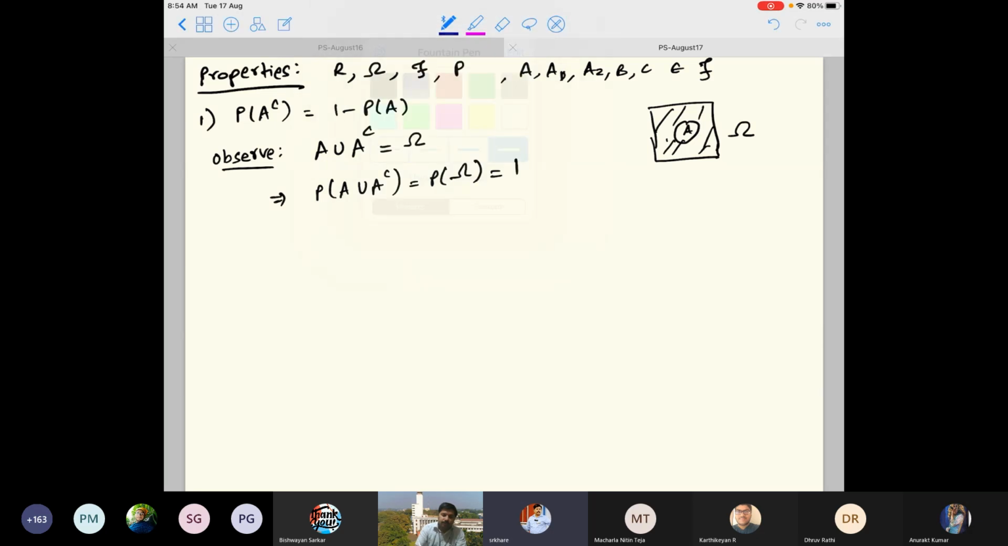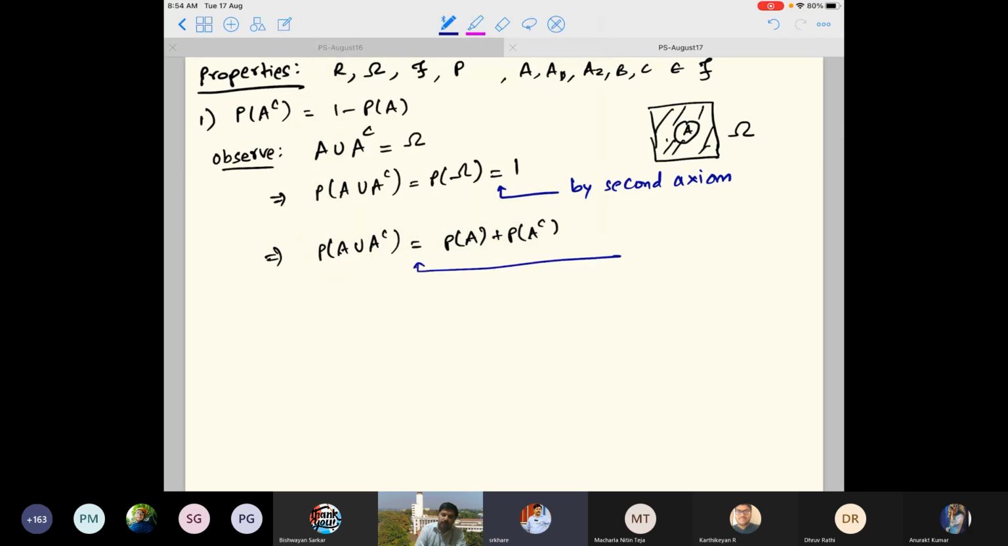In the initial proofs, I will write this thing down. Okay, so this by second axiom. And now I can write down probability of A union A complement is probability of A plus probability of A complement. And why is that? This is coming because of axiom 3. Is that correct? Yes, sir. So once you observe that, then the proof is over, right? Then P of A plus P of A complement is equal to P of omega is equal to 1, which means that P of A complement is 1 minus P of A.